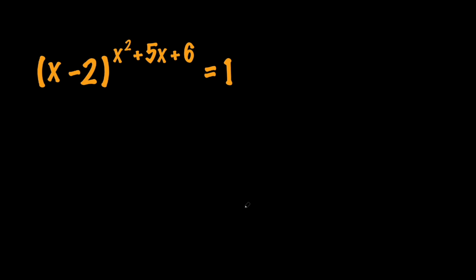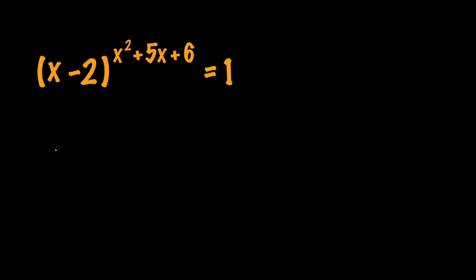Today we're going to be solving a really nice exponential equation where we have (x - 2) to the power of x squared plus 5x plus 6 equals 1. Now obviously we want to solve for x values, but in order to do that we need to ask ourselves when an exponent equals 1.